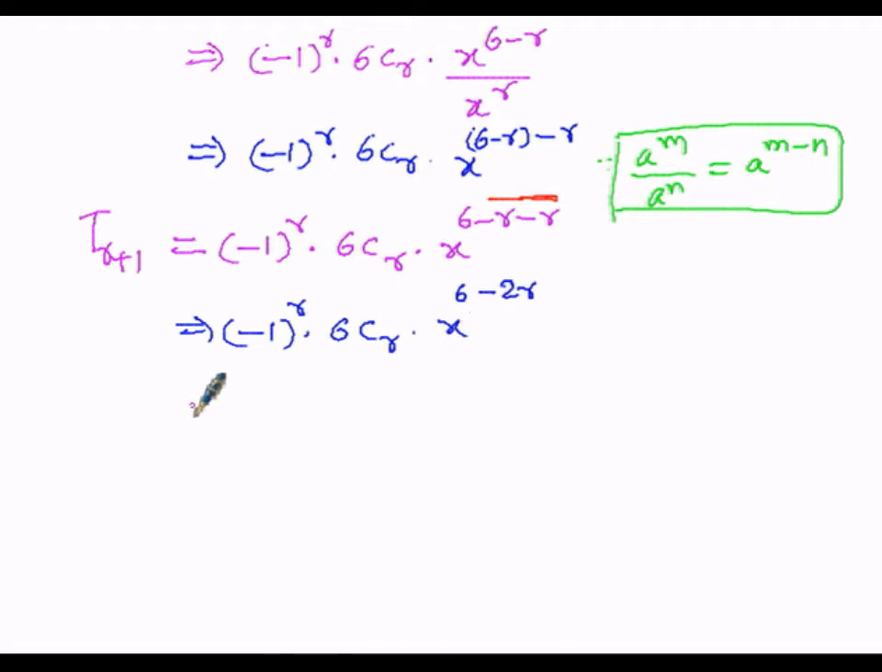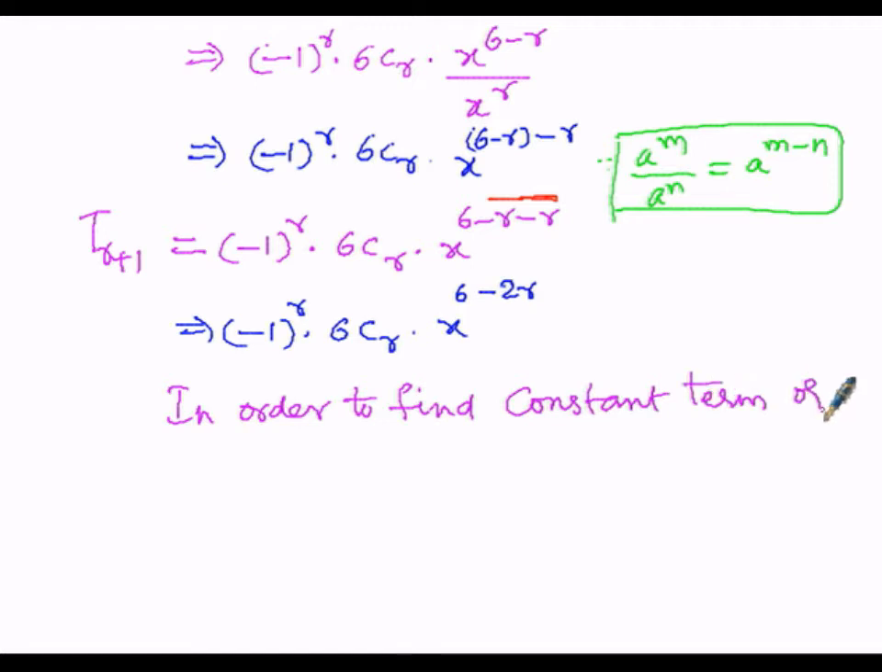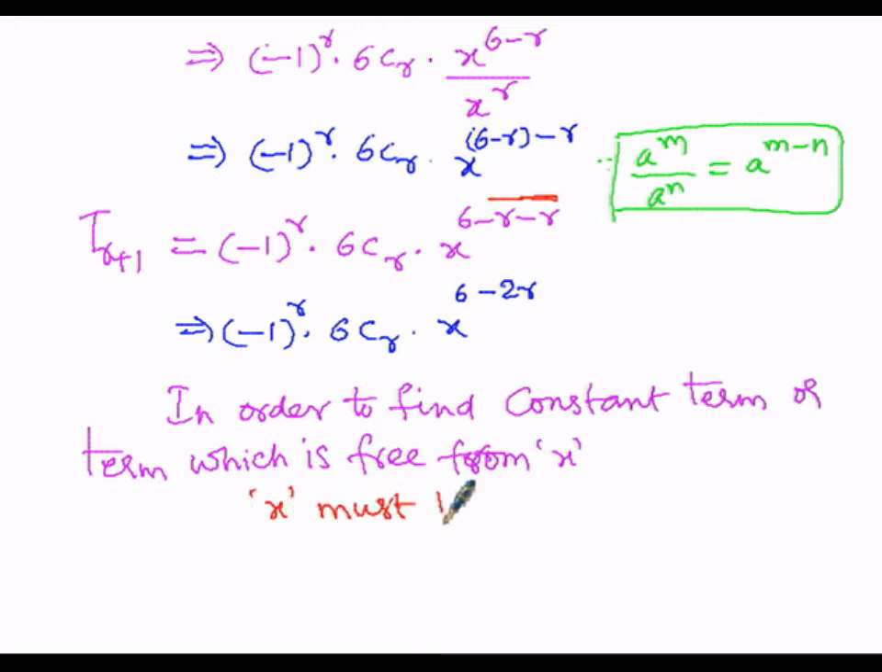So here in order to find the constant term or term which is free from x, x must be diminished. So diminished means, x must become 1.